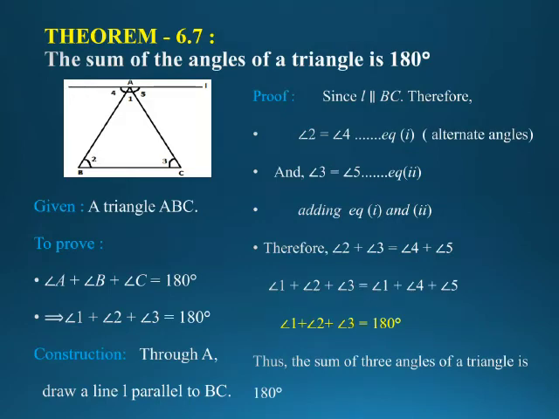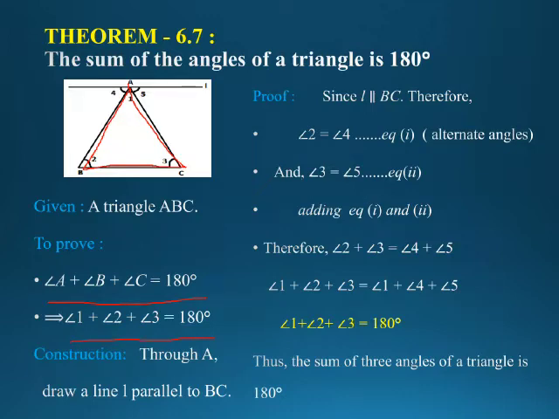Theorem 6.7. This is a very important theorem: the sum of angles of a triangle is 180 degrees. First, given: triangle ABC. Then we have to prove angle A plus angle B plus angle C equal to 180 degrees, that is angle 1 plus angle 2 plus angle 3 equal to 180 degrees.